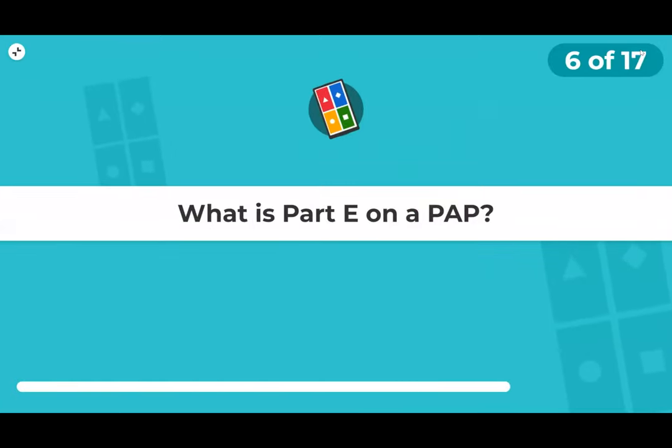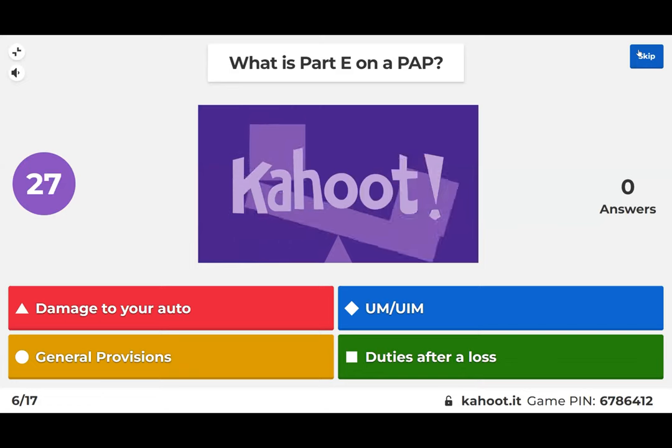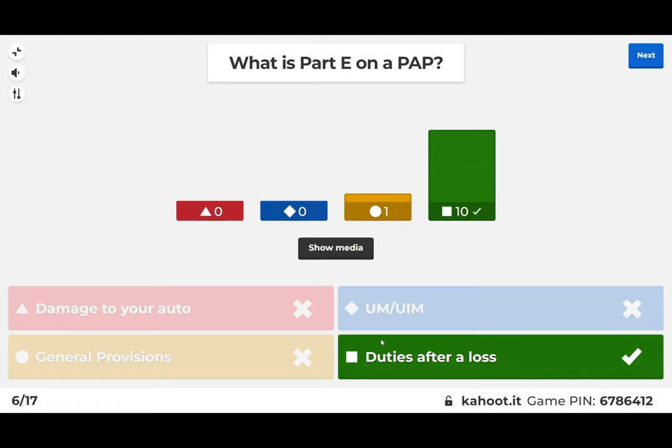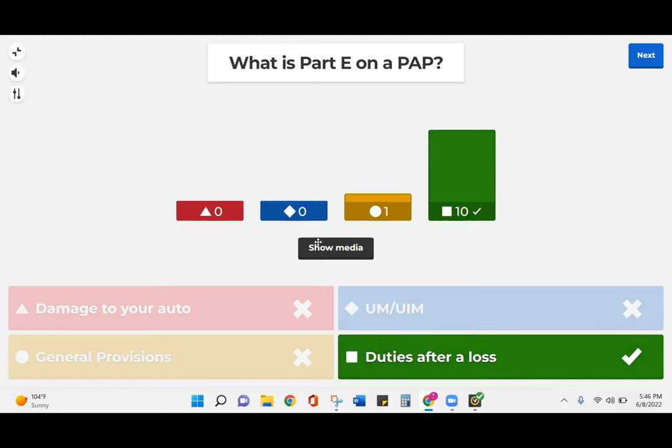What is Part E on a PAP, personal auto policy? You guys got this one. Duties after loss.